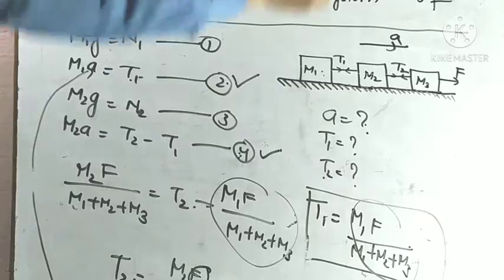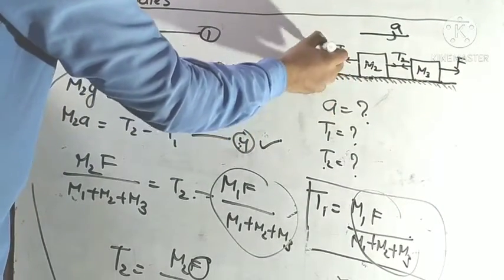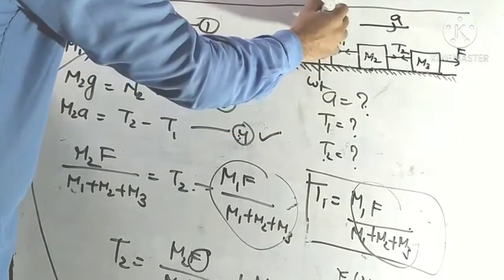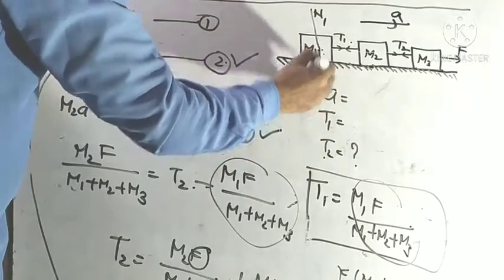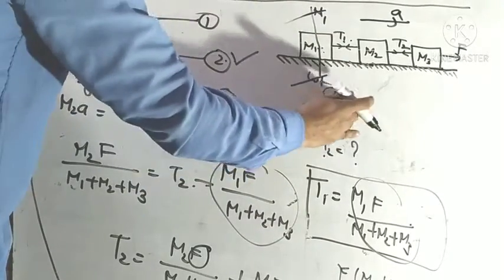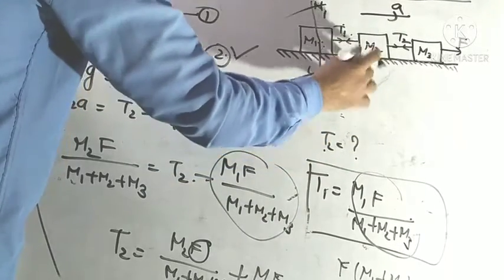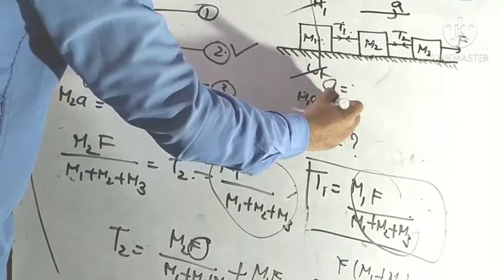Okay, so now first we take the first body. How many forces are working on this body? There are three forces: weight of this body, normal force, and tension T1. Okay, and these two forces balance each other. Only tension T1 is working here. Okay, and here the net force working on this body will be T1. I mean m1a is equal to T1.